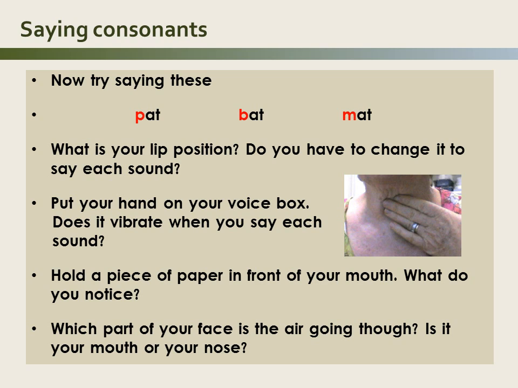Then when you did the paper experiment, you probably noticed that when you said p in pat, the paper moved very suddenly. There was a kind of explosion of air coming out, which doesn't happen when you're making the b and the m sound. And finally, you notice that whereas with p and b, the air was coming through your lips, when you were making the m sound, although your mouth position didn't move, you were moving the air through your nose.